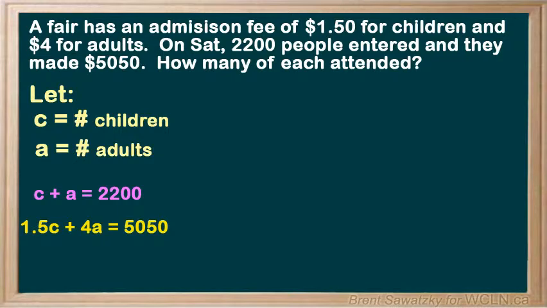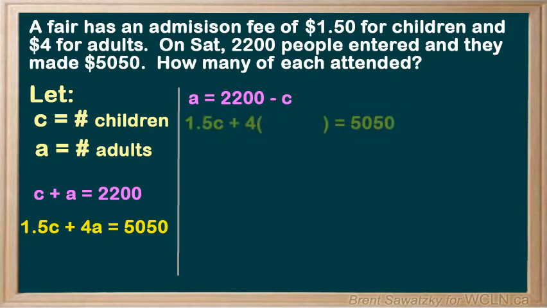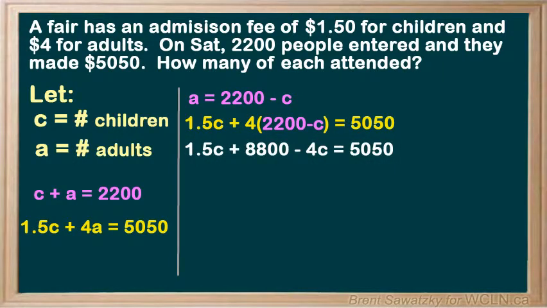But let's work with substitution in this one. From the first equation, we can solve for either A or C. Let's choose A. Subtracting C from both sides, we have A equals 2,200 minus C. And then we substitute our A into the second equation, or 2,200 minus C into that second equation. And using distribution, 4 times 2,200 is 8,800, and 4 times negative C equals negative 4C.